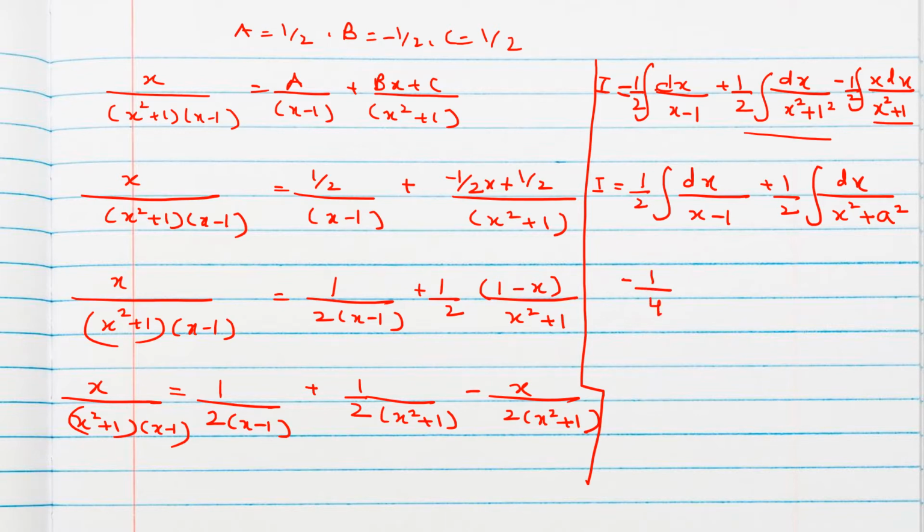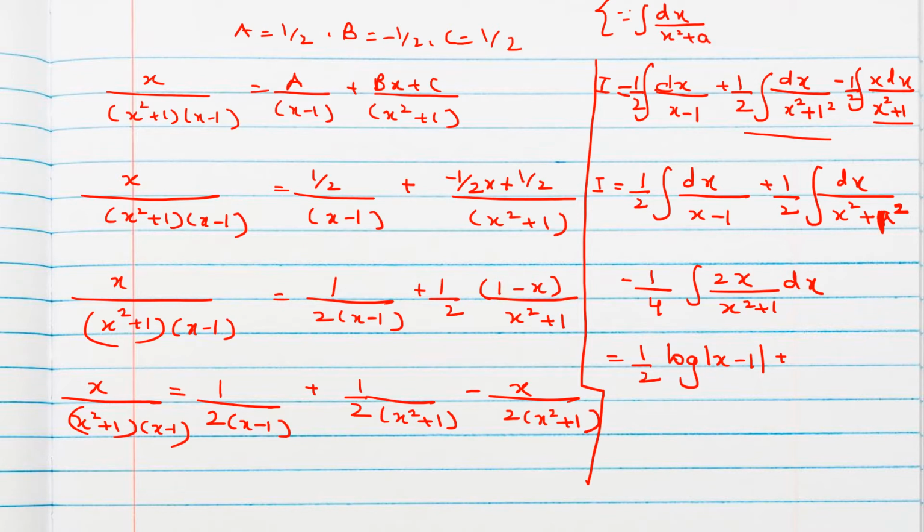So divide by 2 and multiply by 2. So half log of mod x minus 1 for the first integral. For the second integral, we can use the formula, since dx by x square plus a square is 1 by a tan inverse x by a. Okay, so we can write a is 1 here, so 1 by a means 1 only. 1 by 2 is already outside, tan inverse x by 1 means x only.